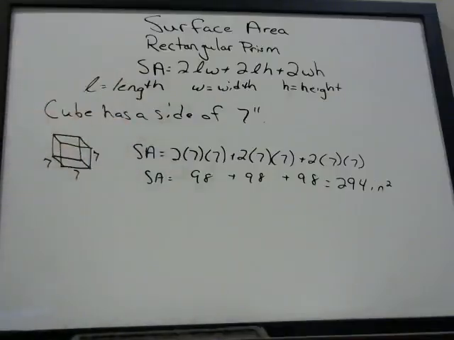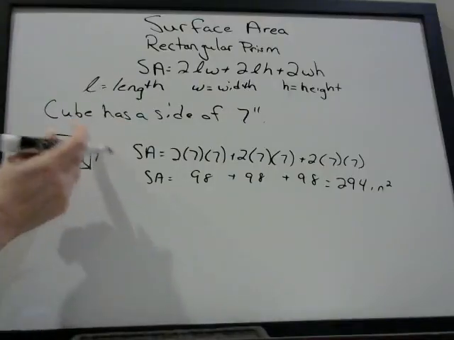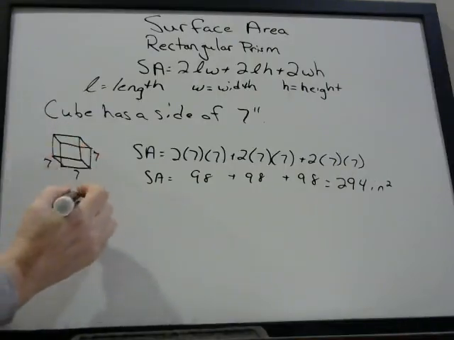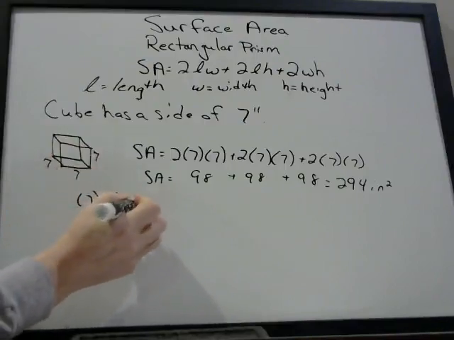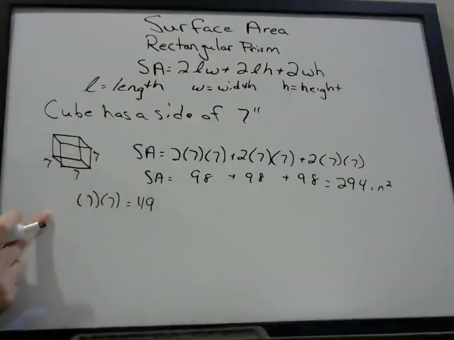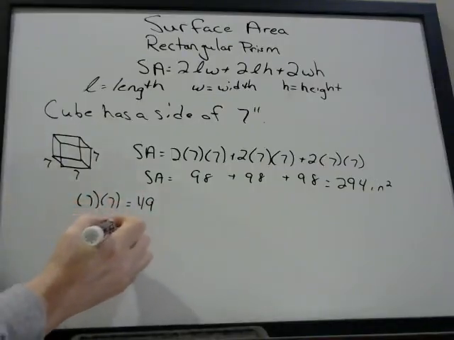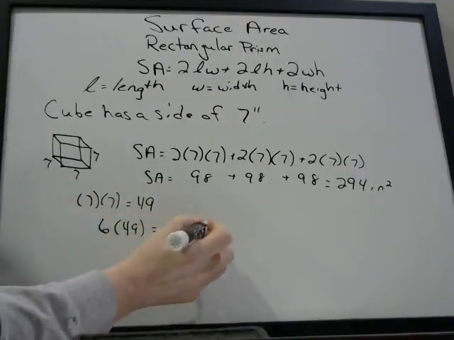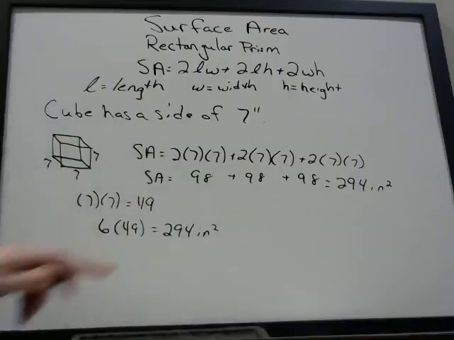If you have a cube, if it makes sense to you, you can do a shortcut, because remember that the area of each face of this is going to be the same. So you really only need to find the area of one side and multiply it by 6, because there are 6 sides, and that will give you the surface area of a cube. So you can take any of the sides and find the area. The area is going to be 7 times 7 is 49. That's the area of one side. There's 6 sides, so if you multiply that by 6, you're going to get 294 inches squared.